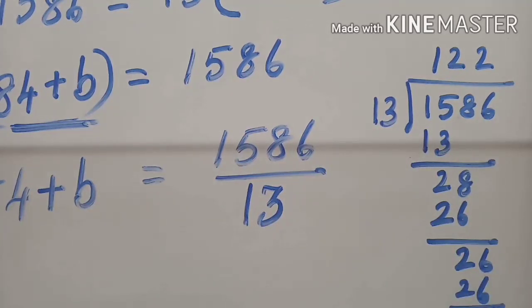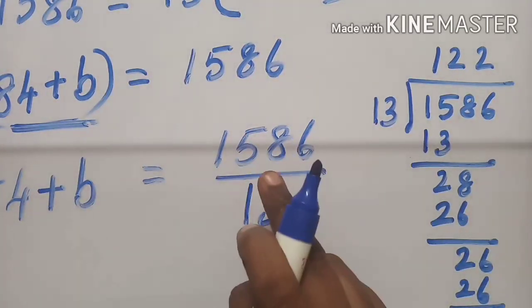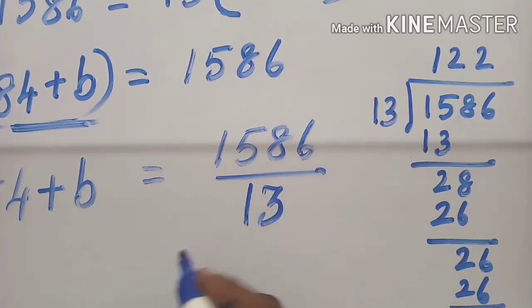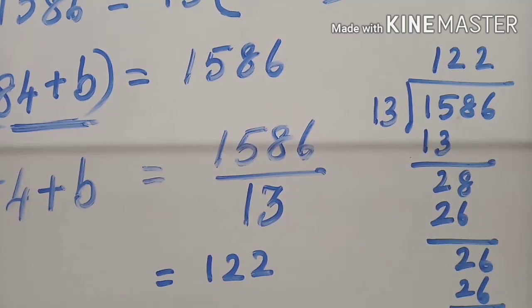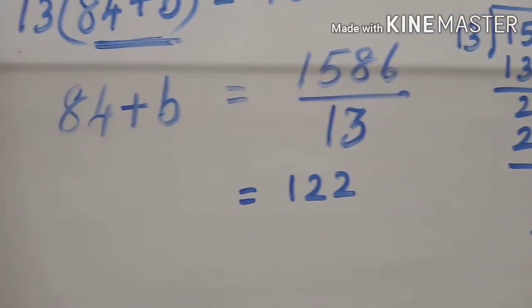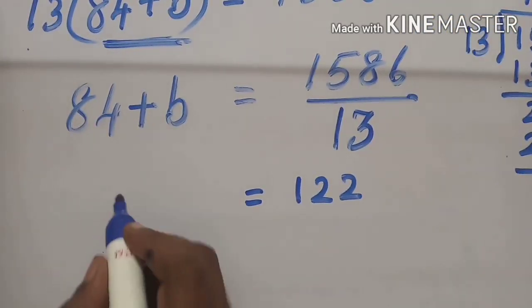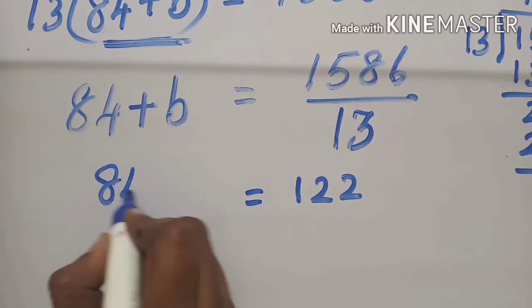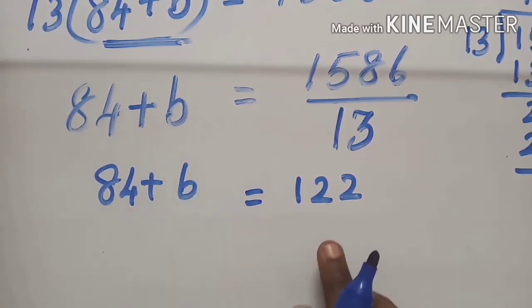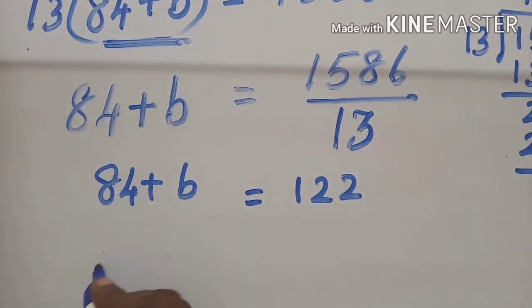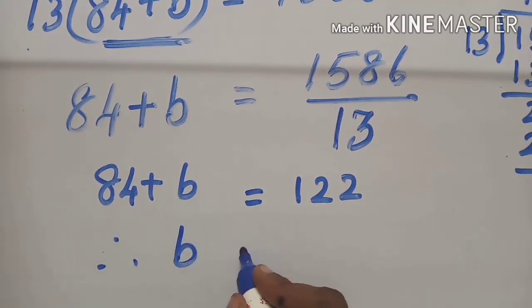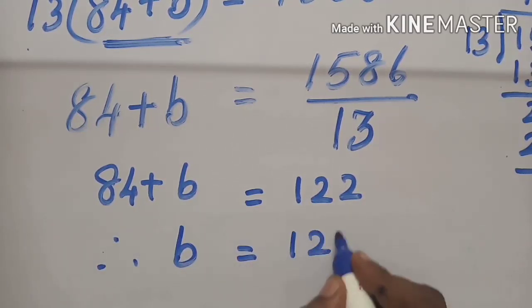So now, 1586 divided by 13 is equal to 122. Now here, 84 plus b is equal to 122. Therefore, the value of b is equal to 122.